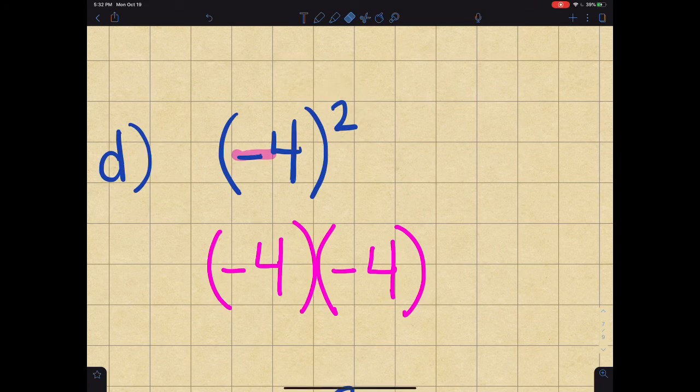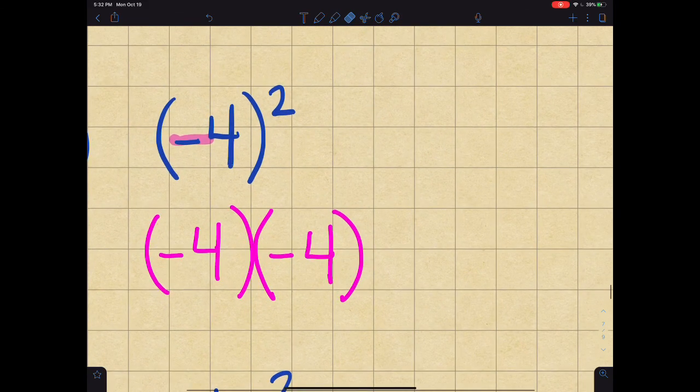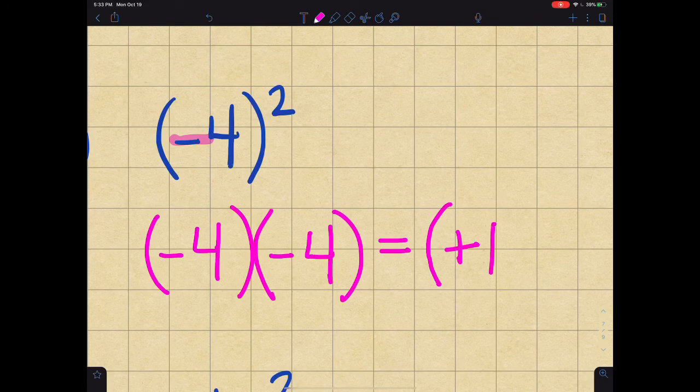But anyway, it's negative 4 times negative 4, and as you know, when you multiply two negatives, you end up getting a positive. So the answer is positive 16, and I don't know why I put parentheses there because you definitely don't need it. Okay. So I think you understand that. Let's go on to the next one.